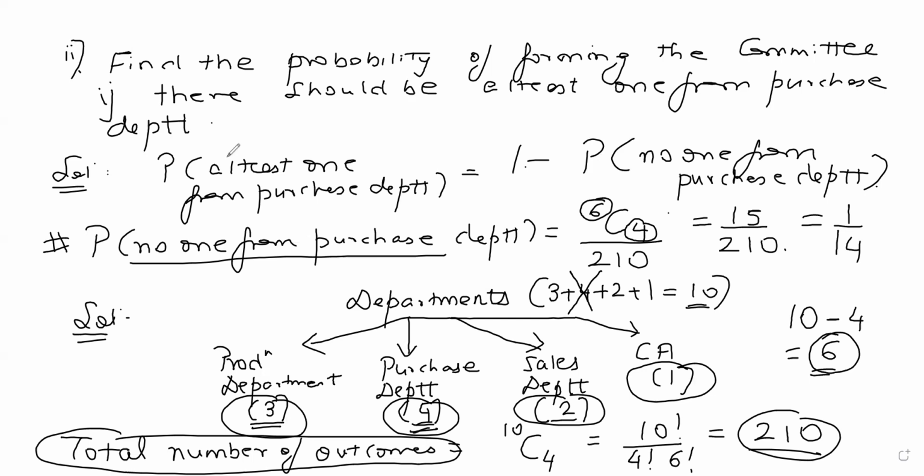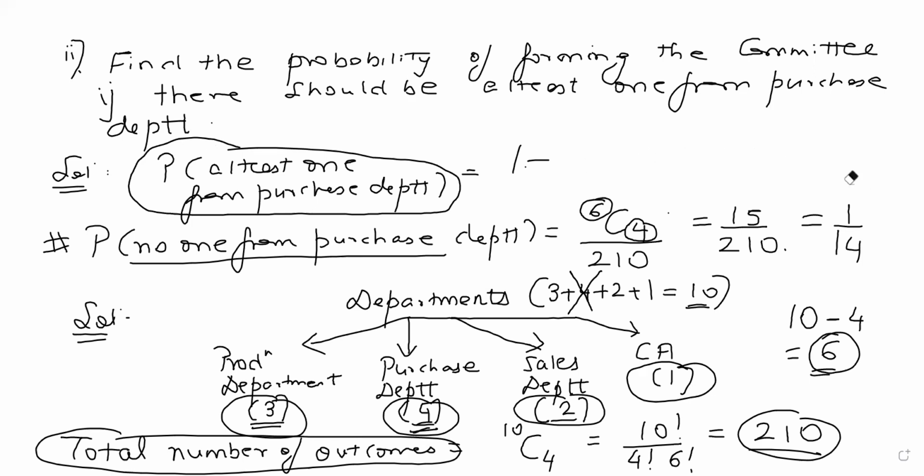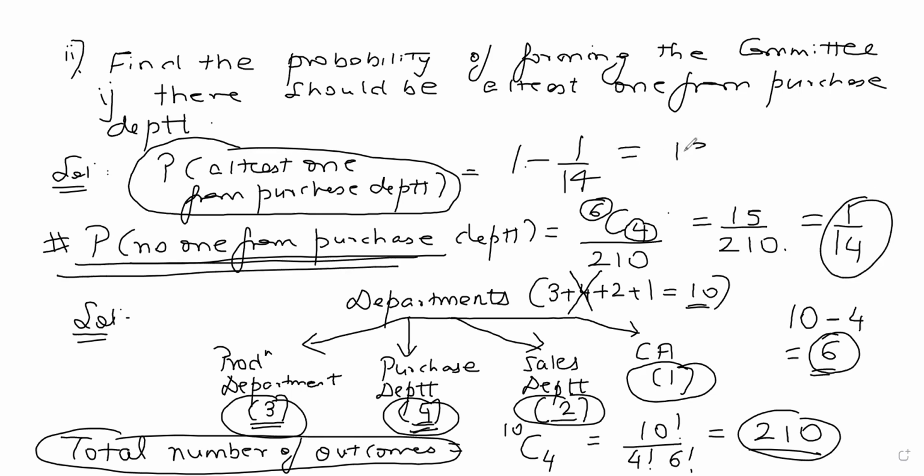So I need to find what? The probability that at least one is from the purchase department is 1 minus the probability that no one is from the purchase department, and that probability is 1 by 14. So 1 minus 1 by 14 is 13 by 14, which is the final answer for this question. I hope students are again clear with this.